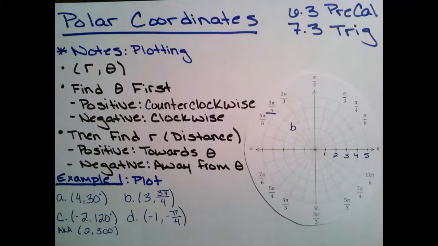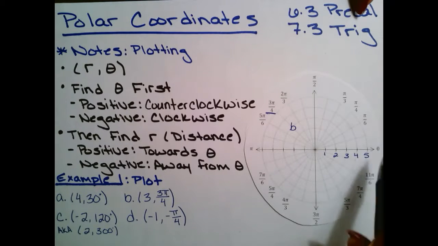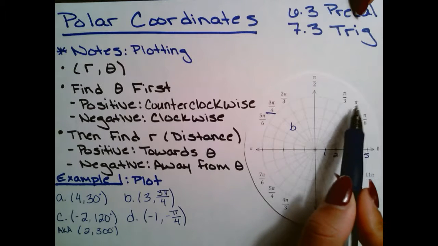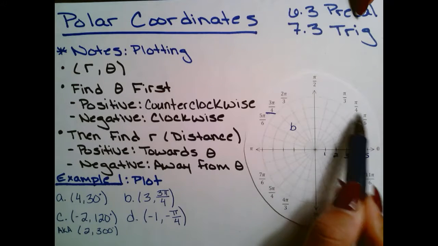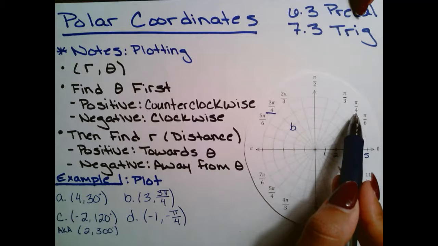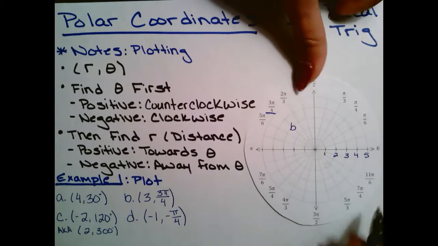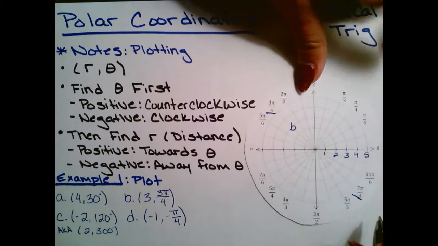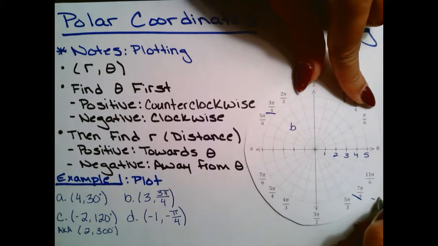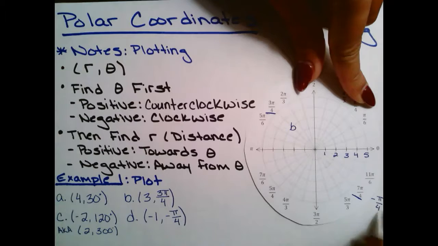All right, let's look at letter D. This is probably the trickiest one. I have a -1, comma, negative pi over 4. So again, let's start with our degree first. Negative pi over 4. So if I were talking about positive pi over 4, it would be the second one. But since it's negative, I'm going to go backwards down to this one. This right here is also known as negative pi over 4.